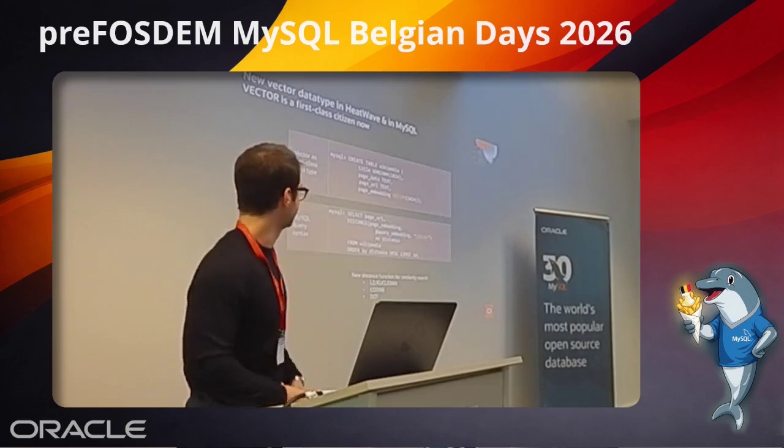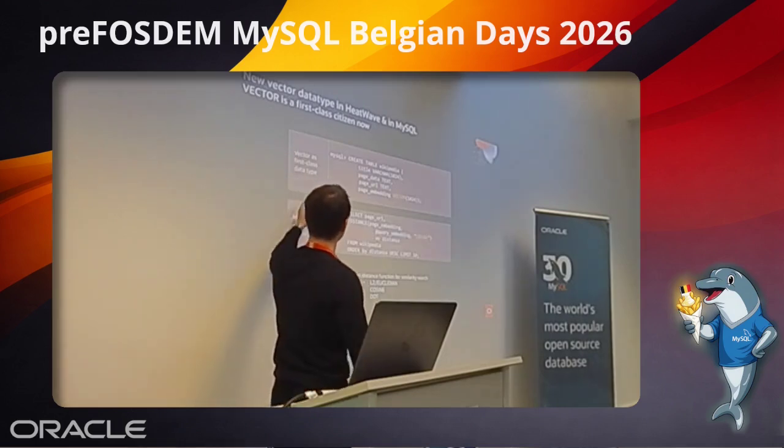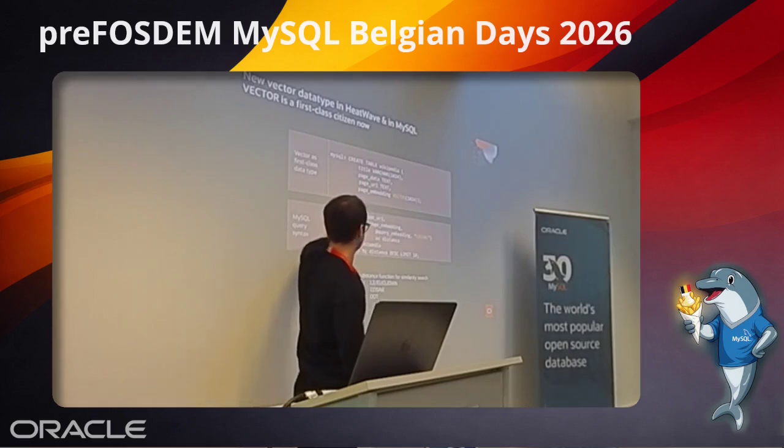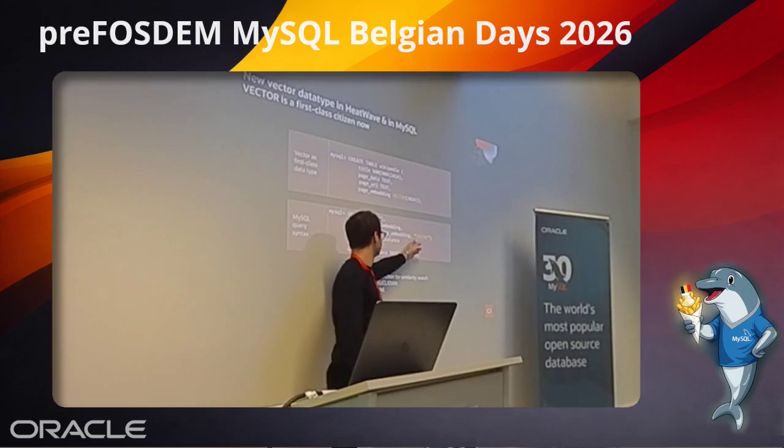Here's an example. You create a table for your context, for example here the context is Wikipedia, you have your vector column, and then to do a similarity search query, you have your query embedding here, and you order by the distance using the distance function.